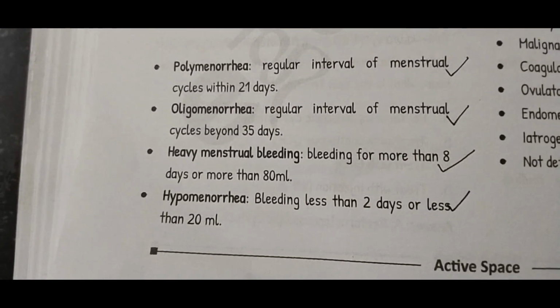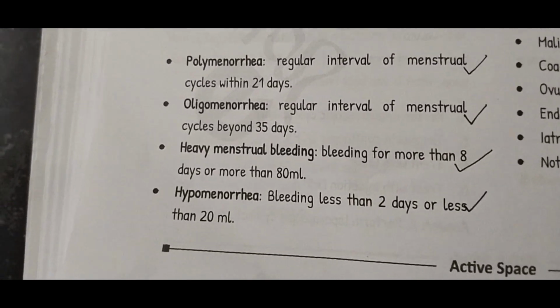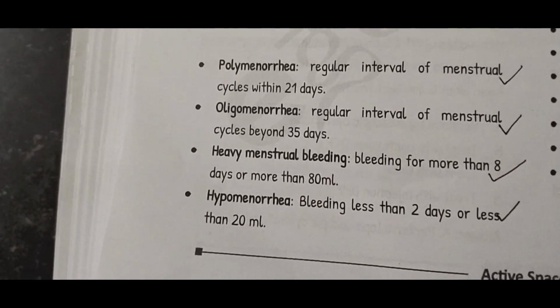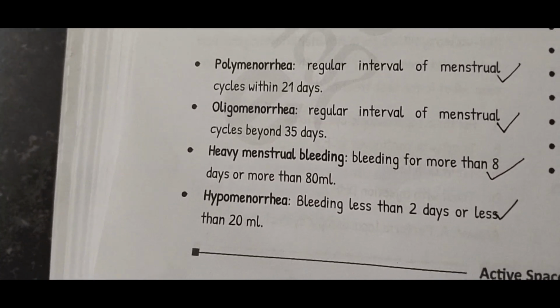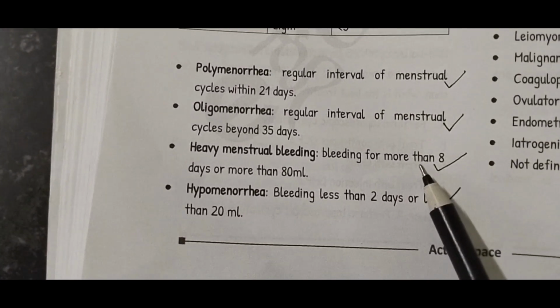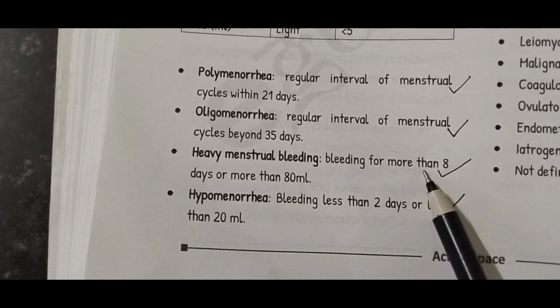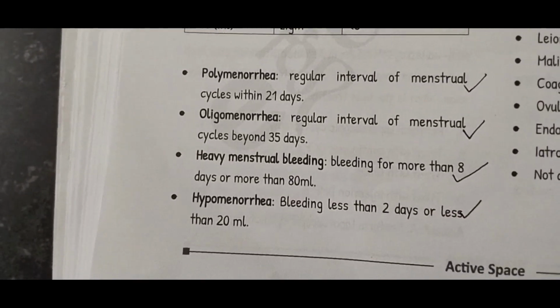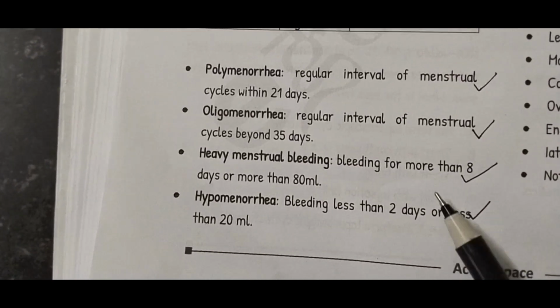Now, as I told you, we will discuss about menorrhagia. Menorrhagia means heavy bleeding. So this heavy bleeding can be more in the amount, or it can be more for the longer duration. So if it is more than 8 days or more than 80 ml, you call that as menorrhagia. What does dysmenorrhea mean? Dysmenorrhea means painful periods. Okay.